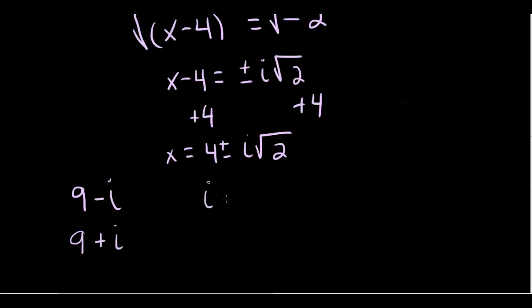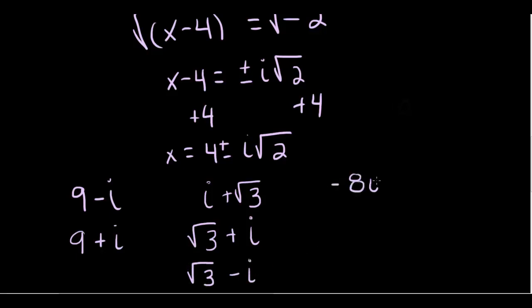Now for this one, let's write i plus square root of 3. So the first thing, I'm going to write it in standard form. I'm going to write the real part first, square root of 3, plus the imaginary part. And then I change the sign of the imaginary part. So square root of 3 minus i. And the last example, if I have negative 8i, well, I don't have a real part, I only have the imaginary part. So the complex conjugate will be just 8i.